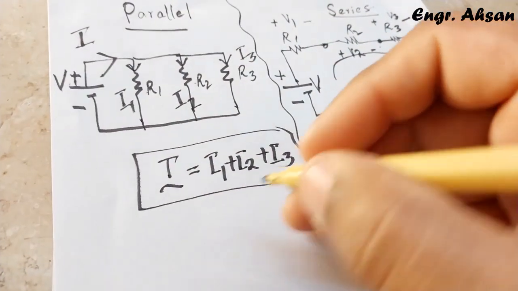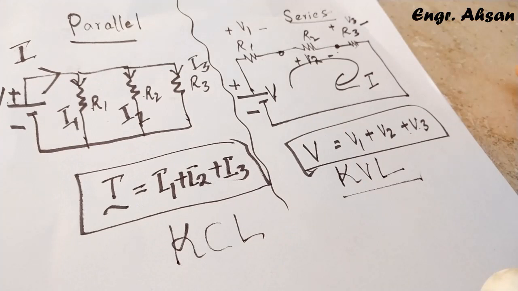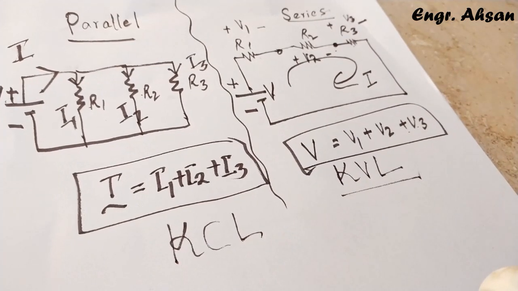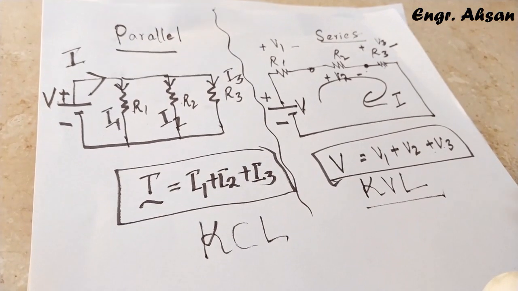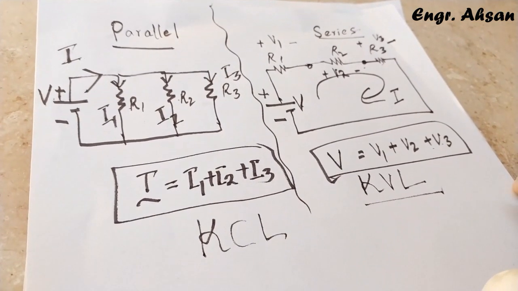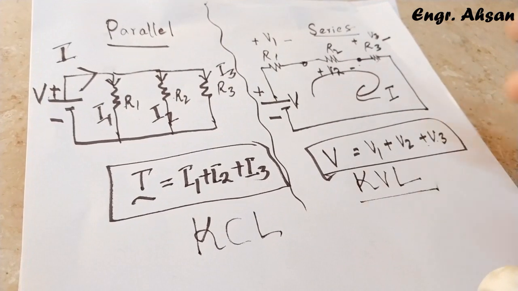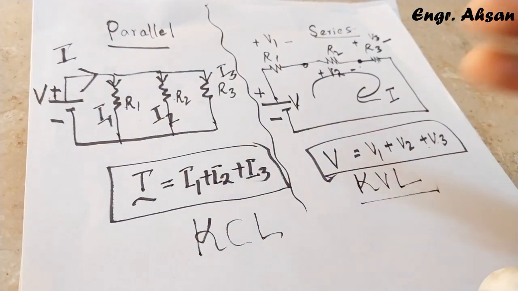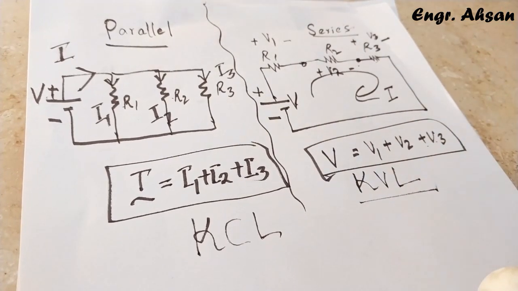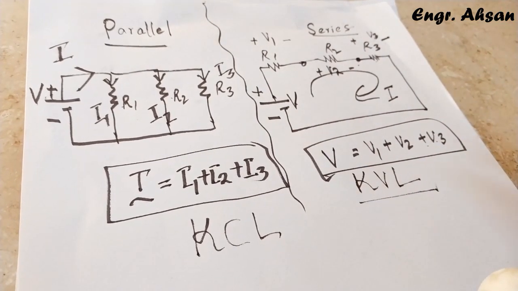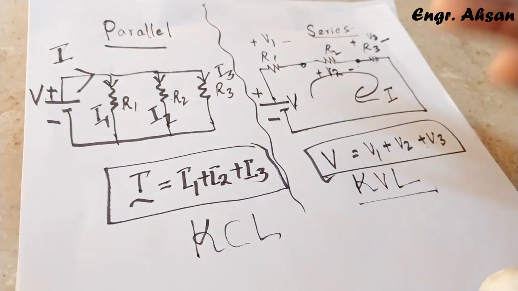And this rule is called KCL, Kirchhoff's current law. Kirchhoff was the scientist who put forward these two laws for series and parallel combinations of circuits. There are some compound circuits where we have a combination of series and parallel, but I'm not going to that. In later videos, I will teach you that too. But in this video, we are going to talk about the difference between series and parallel.